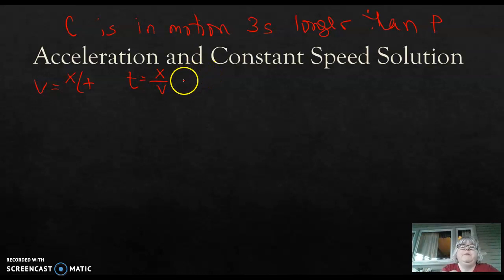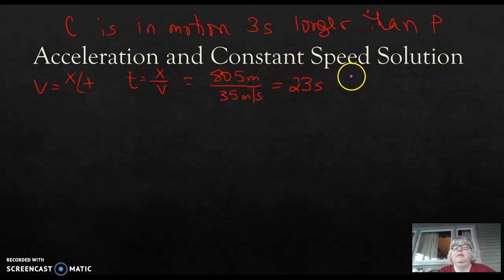I know how far my speeding car traveled. It traveled 805 meters at a speed of 35 meters per second. Hit that into my calculator, and I get that my speeding car was traveling for 23 seconds. That means my police car was traveling for 3 seconds less, or 20 seconds. So that's the answer to the first part. Police car traveled for 20 seconds.